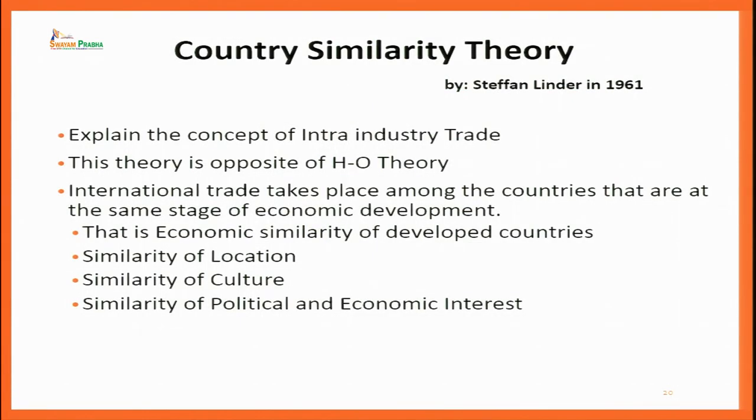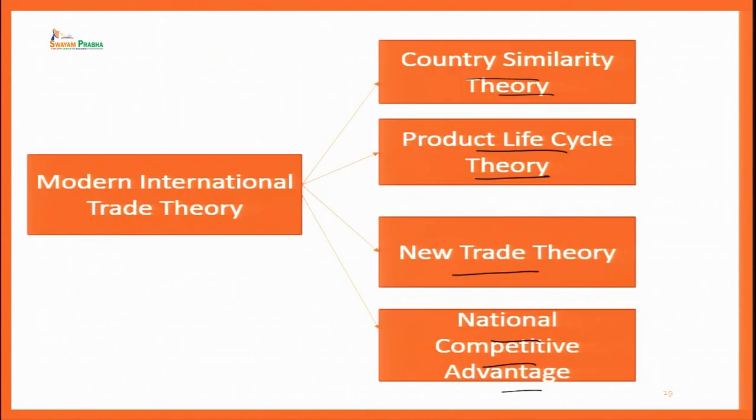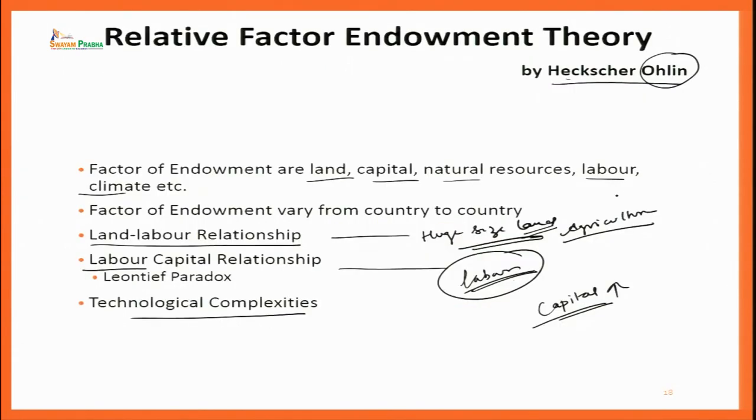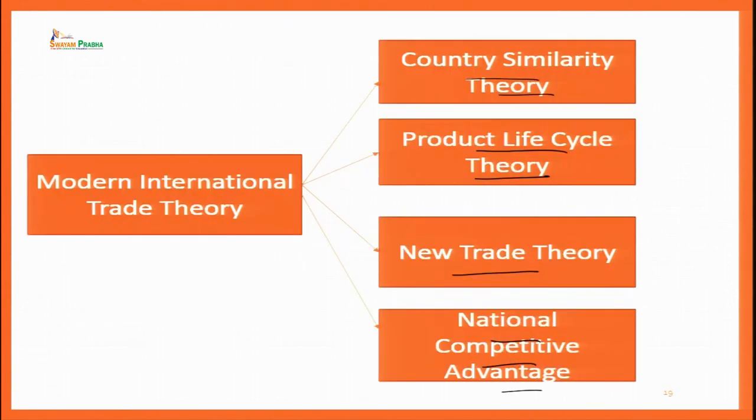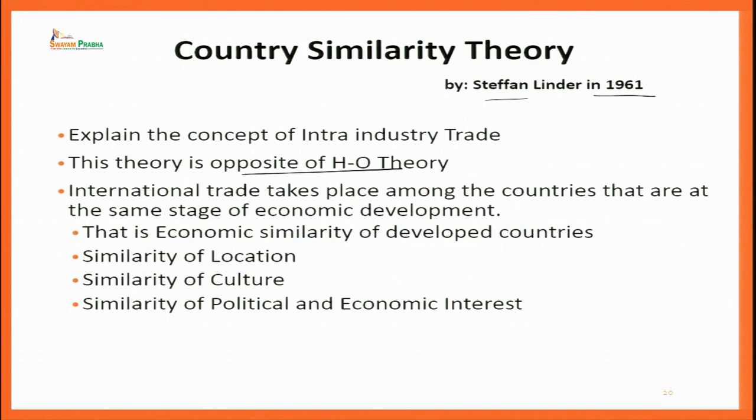Now, the country similarity theory, which was given by Stephen Linder, was in fact an attempt to oppose the Heckscher-Ohlin theory that we just studied. The Heckscher-Ohlin theory, the H-O theory, which is also known as factor endowment theory or two factor theory, was opposed by Stephen Linder in his theory of country similarity. What he stated is that deciding which particular product I should produce is not purely going to be based on the factors of production that I have. Other factors should also be taken into consideration while deciding which particular product to produce.